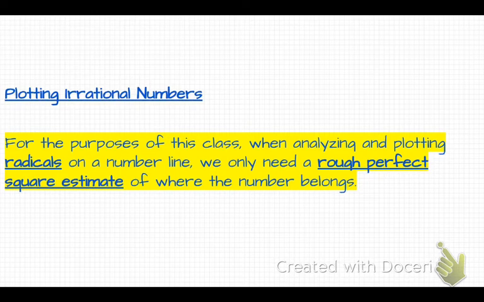Can you give me an example of a perfect square? 4. I heard a 16. What about 25? Yes, 25 is a perfect square. So those are numbers that I can take the square root of, and it's an exact value. Irrational is a number I can't take the square root of. It will give me a number that continues on forever, okay?